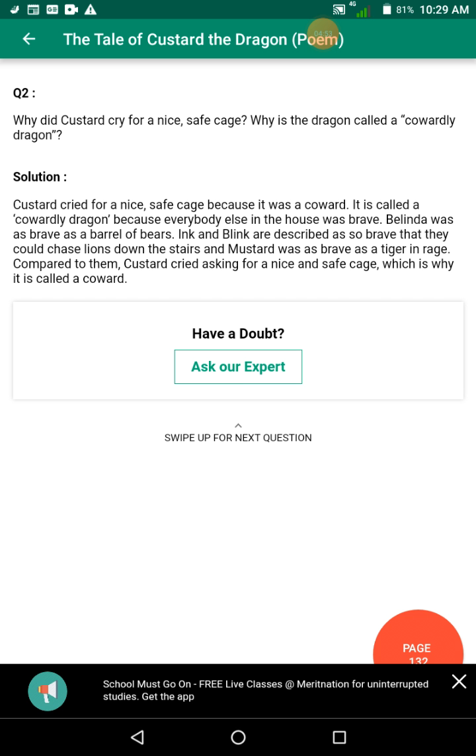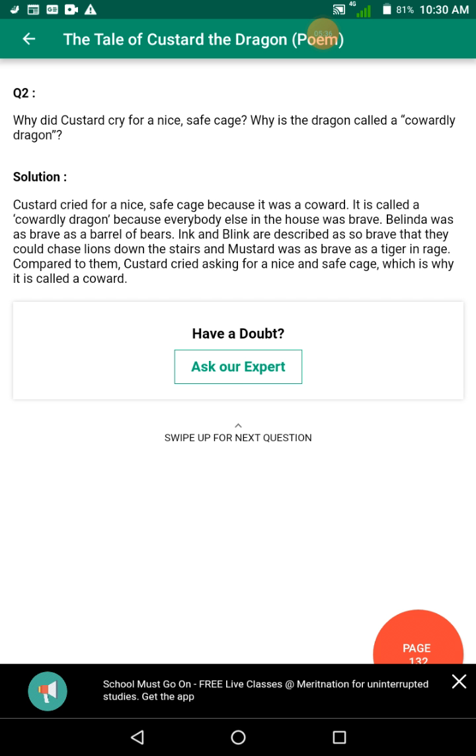Yes, Custard cried for a nice safe cage because it was a coward. It is called a cowardly dragon because everybody else in the house was brave. Belinda was as brave as a barrel of bears. Ink and Blink are described as so brave that they could chase lions down the stairs, and Mustard was as brave as a tiger in a rage. Compared to them all, Custard cried asking for a nice and safe cage, which is why it's called a coward.